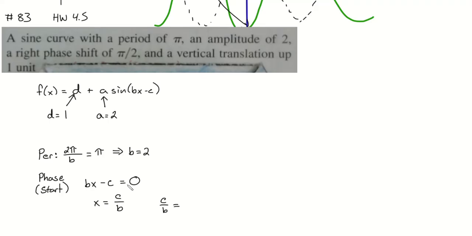And I might have to actually look at it. Instead of starting at 0 for my first x, it's been shifted how far to the right?